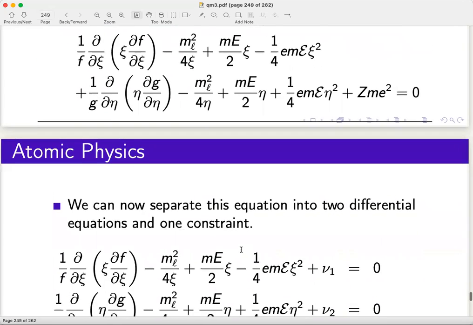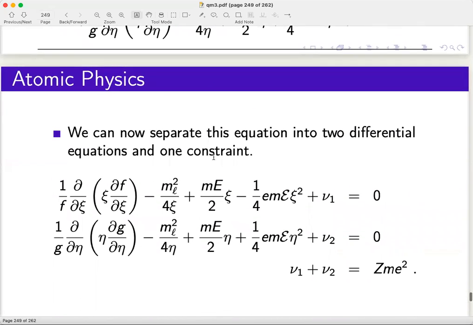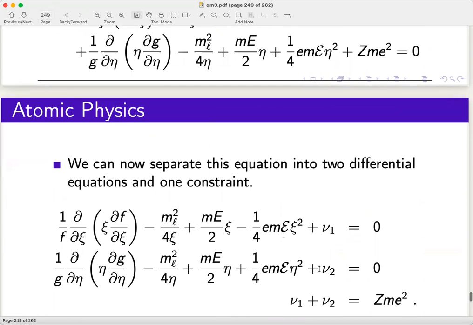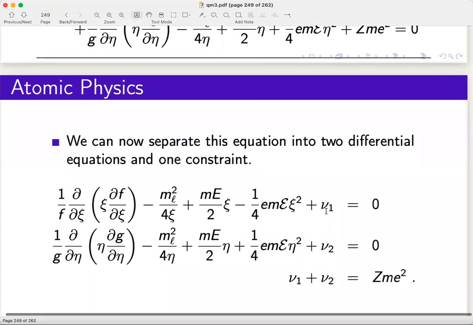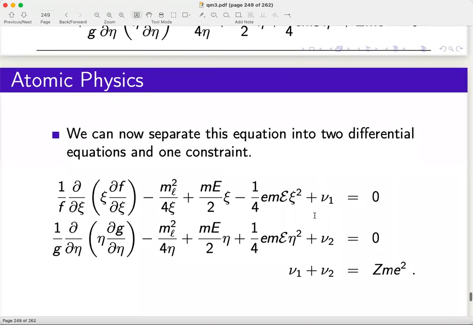Okay, so which is what we'll do. We separate these two things. We define the first line plus a constant equals 0, the second line plus another constant equals 0, and then demand that the sum of these two constants is the constant quantity staying around here. There are various different ways of doing it; this is one particular way. You could have, of course, put a constant nu here and a nu plus zme squared on this side. They are all basically the same.